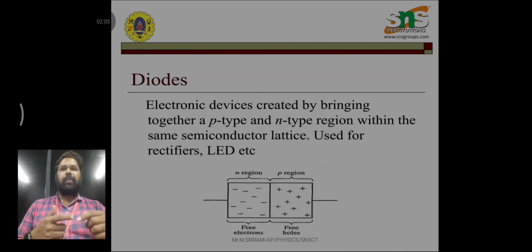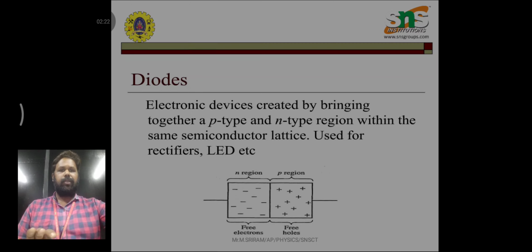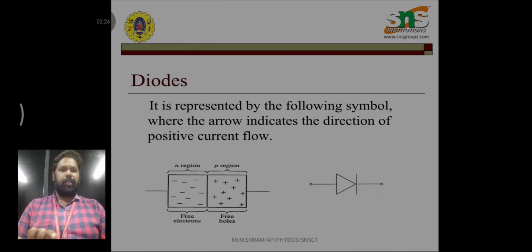Likewise, when the cathode voltage is more positive than the anode, the diode is said to be reverse biased. The arrow in the diode symbol represents the direction of conventional current flow when the diode conducts. So this is the diode symbol.